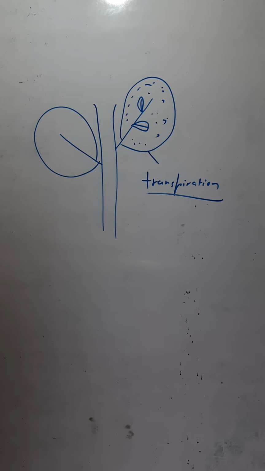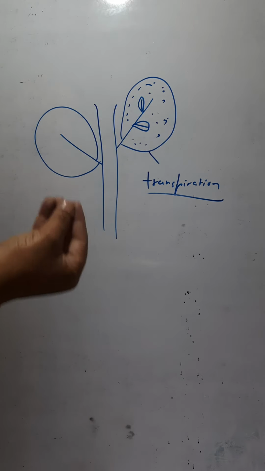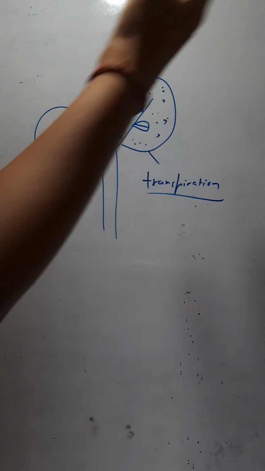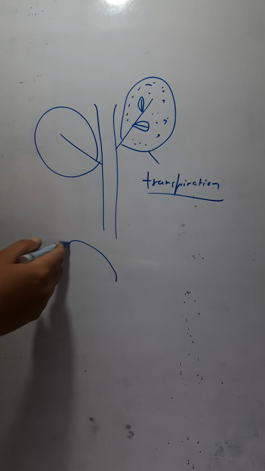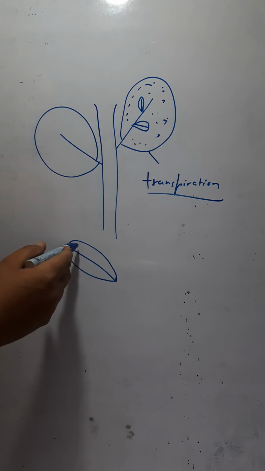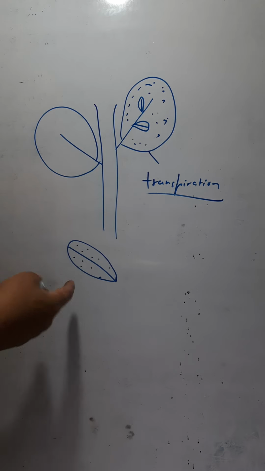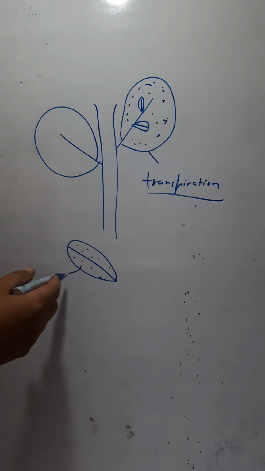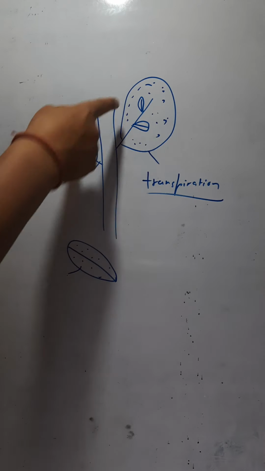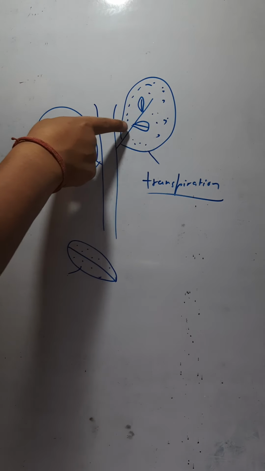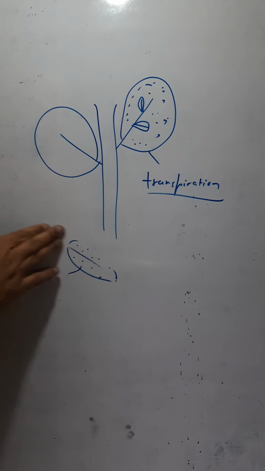Now what is transpiration? Transpiration is a process under which the leaves release water droplets into the atmosphere. Let's say this is the leaf, and you have some small pores on the leaf. These pores are known as the stomata. From these stomata the leaves release water droplets into the atmosphere. This process is known as transpiration.